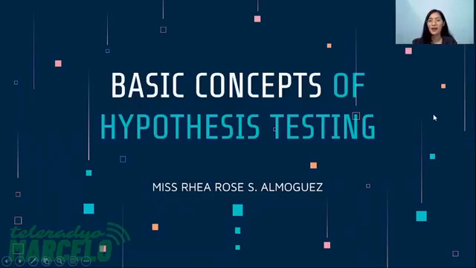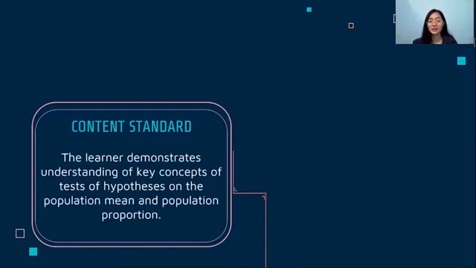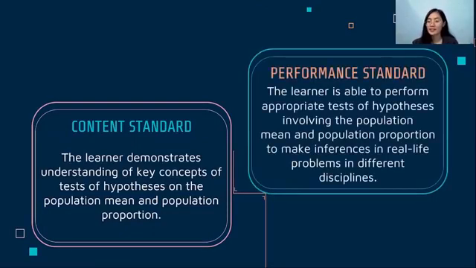For this week, our content standard will be: the learner demonstrates understanding of key concepts of test of hypothesis on the population mean and population proportion. And for our performance standard, the learner is able to perform appropriate tests of hypothesis involving the population mean and population proportion to make inferences in real-life problems in different disciplines.